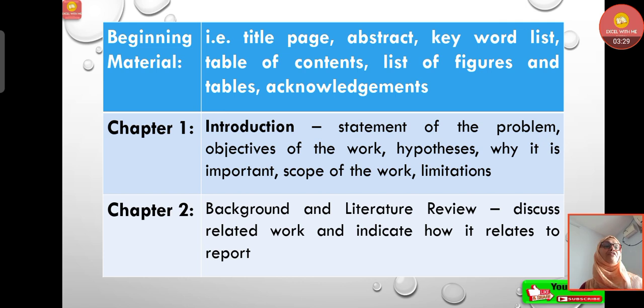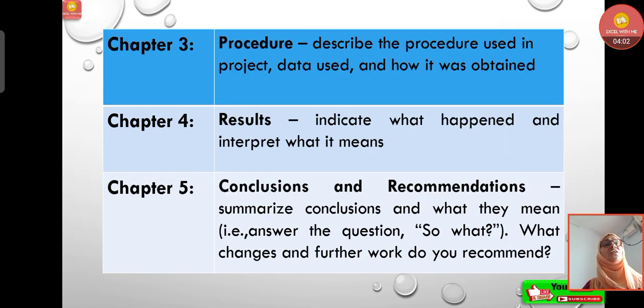Let's see here. The first one is the beginning material, that is, title page, abstract, keyword list, table of contents, list of figures and tables, acknowledgements, etc. Then comes chapter 1, that is, introduction, statement of the problem, objectives of the work, hypothesis, why it is important, that is, significance of the study, scope of the work, limitations, etc. Then comes the very important one, chapter 2, in which we do lots of review of literature, that is, background and literature review: discuss related work and indicate how it relates to the report.